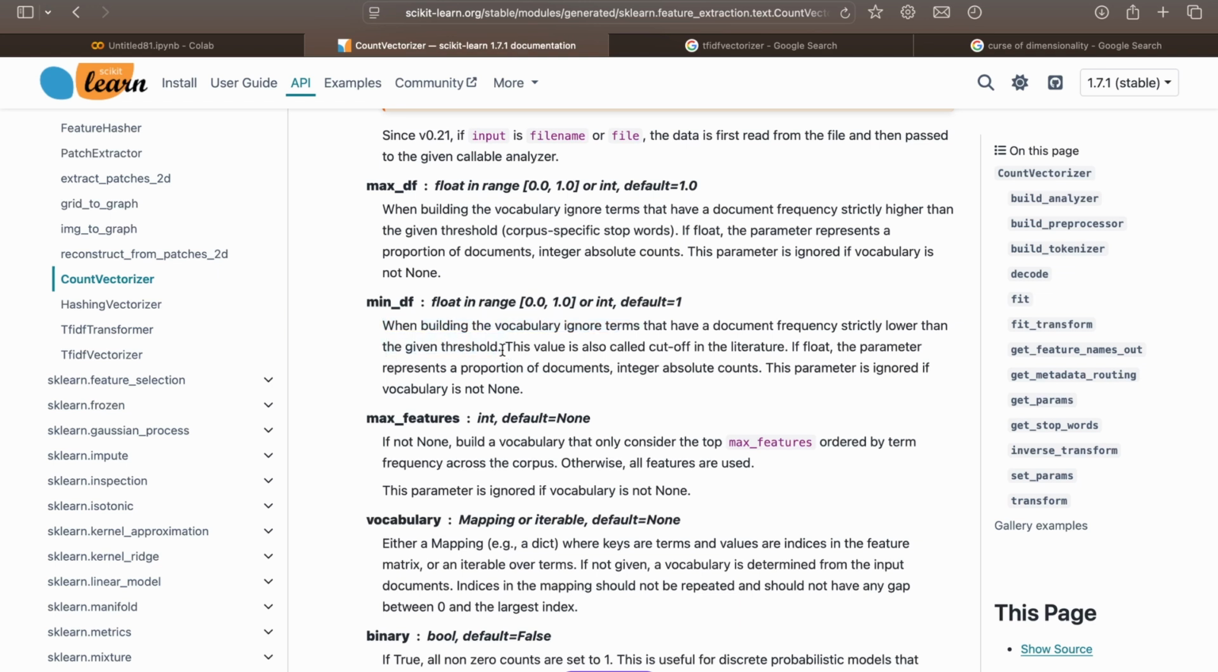So if a term has a document frequency lower than the given threshold, then it will be ignored. It's also called cutoff in the literature. And similar to max df, we can have a floating number or an integer number.